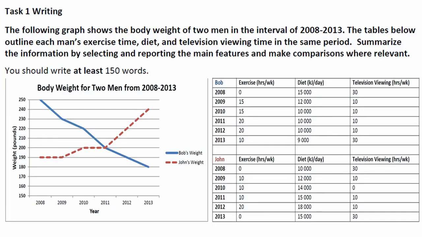So for this lesson, we are going to be using an example question from the website, and the example for this task 1 reads like so. The following graph shows the body weight of two men in the interval of 2008 to 2013. The table below outlines each man's exercise time, diet, and television viewing time in the same period. Summarize the information by selecting and reporting the main features and make comparisons where relevant. You should write at least 150 words.